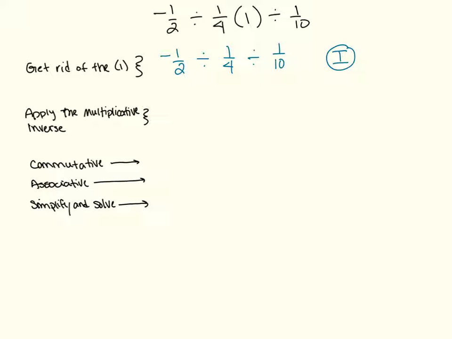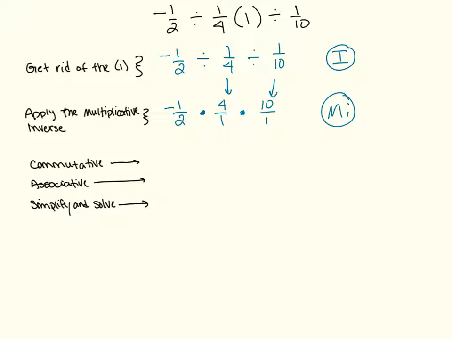Once we apply the identity property, now we can go ahead and apply the multiplicative inverse. Every division problem will become multiplication. However, do not forget the rule that if we change it to multiplication, we have to take the inverse. Okay, this becomes 4/1, and this becomes 10/1. And again, this is multiplicative inverse.